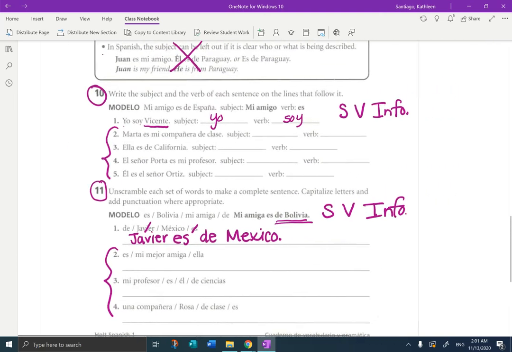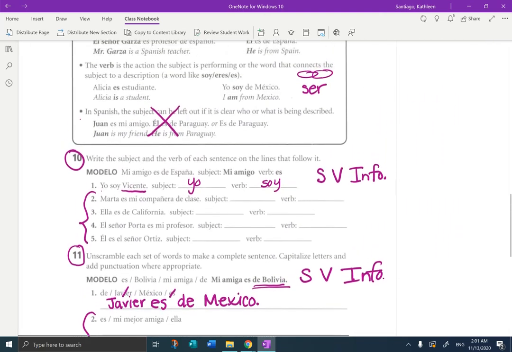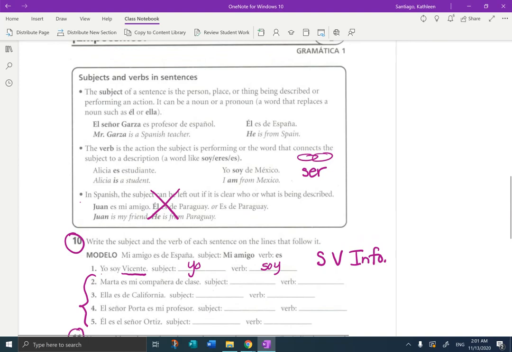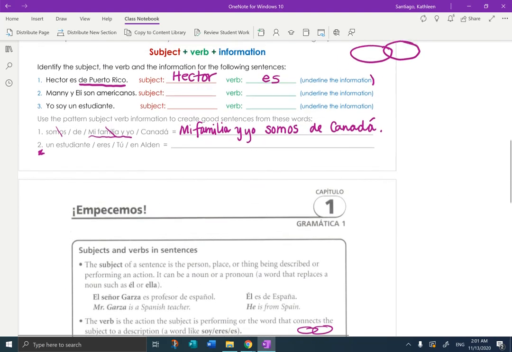All right, guys, I hope that has given you some more insight into the subject verb information format for Spanish sentences.